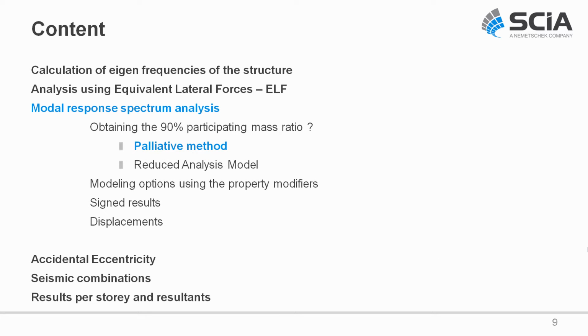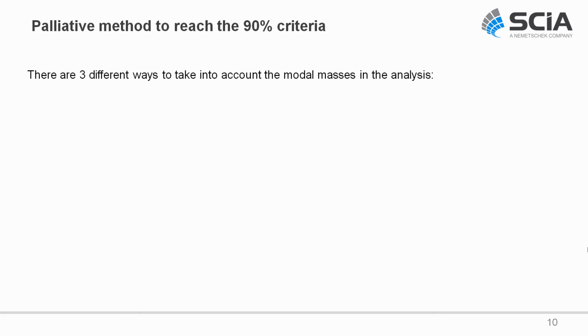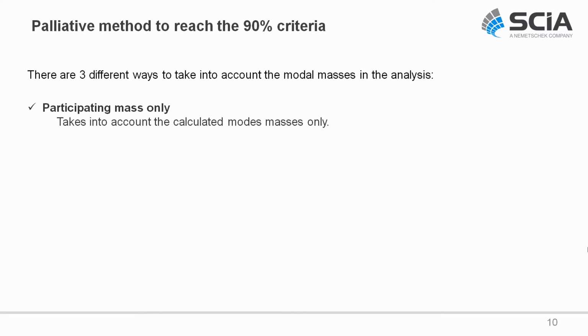So, how can SCIA Engineer help you achieve this criterion of obtaining the 90% participating mass ratio? For this, we have two tools that we can use. The first one is the palliative methods, and the second one is the reduced model method. So, what are these palliative methods? There are three different methods in order to take into account the modal masses in the analysis.